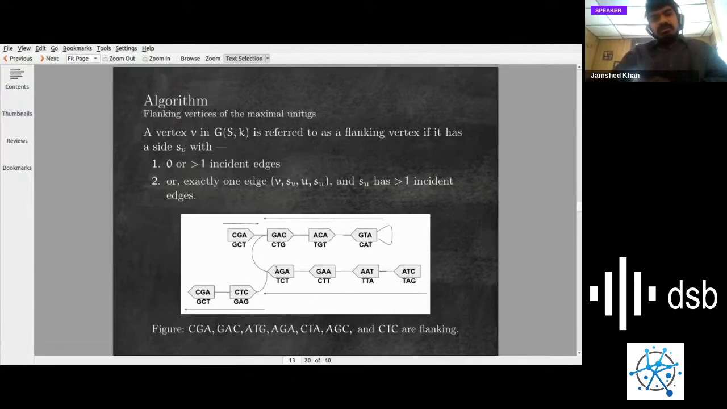Let us see an example here. This vertex here, AGA, at my mouse pointer, has multiple incident edges at its backside, so it satisfies the first criterion, and that's why it is a flanking vertex. And this vertex CTC here has unique incident edges at each of its sides, but the edge at its backside connects it to the backside of AGA, which has multiple incident edges. That's why CTC is also a flanking vertex. So that's how we characterize the flanking vertices.